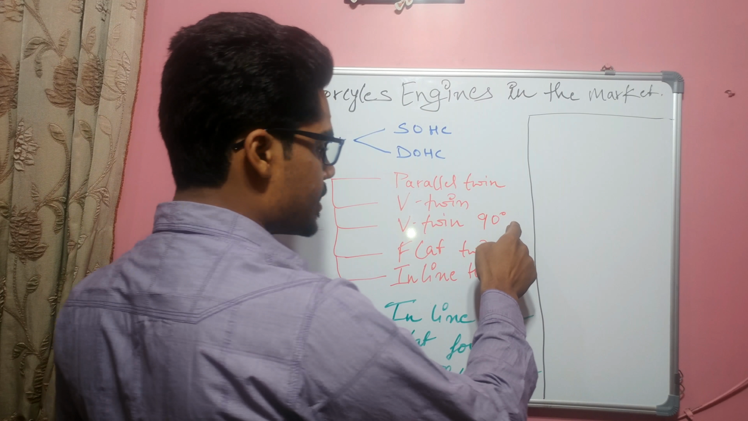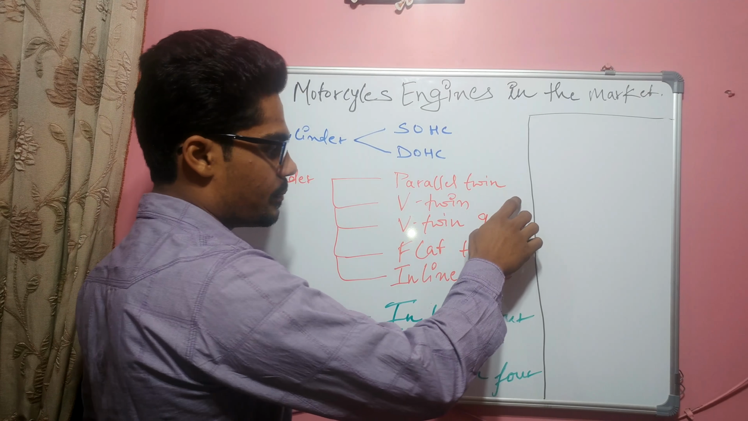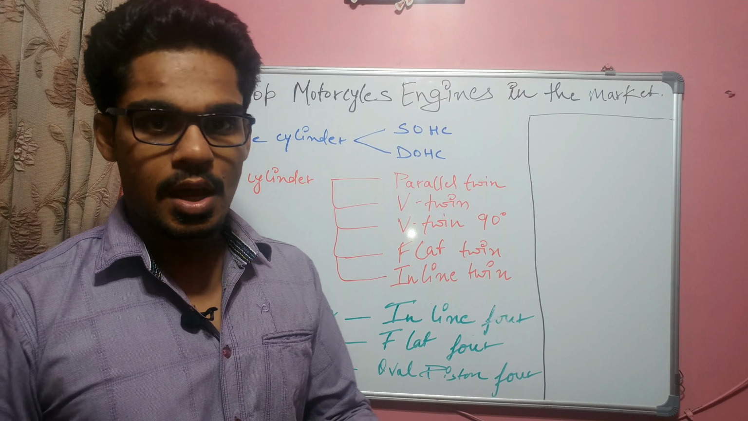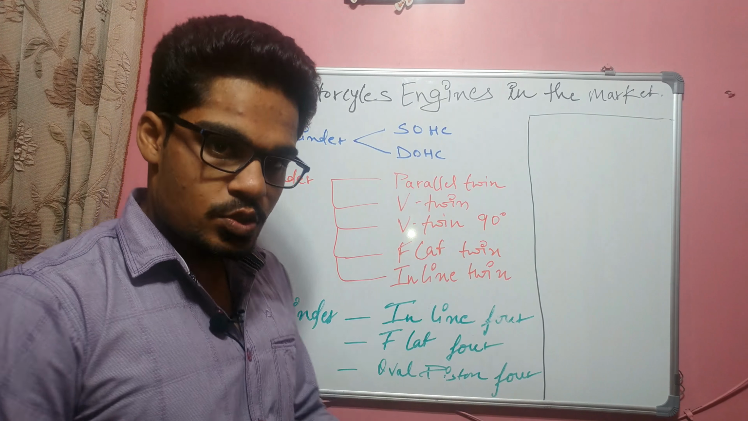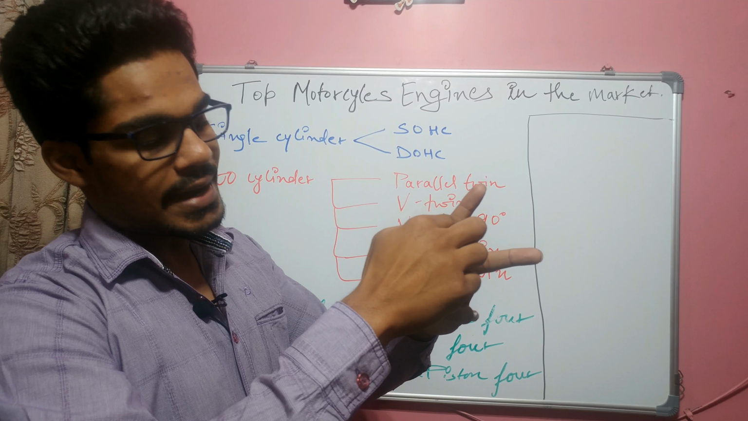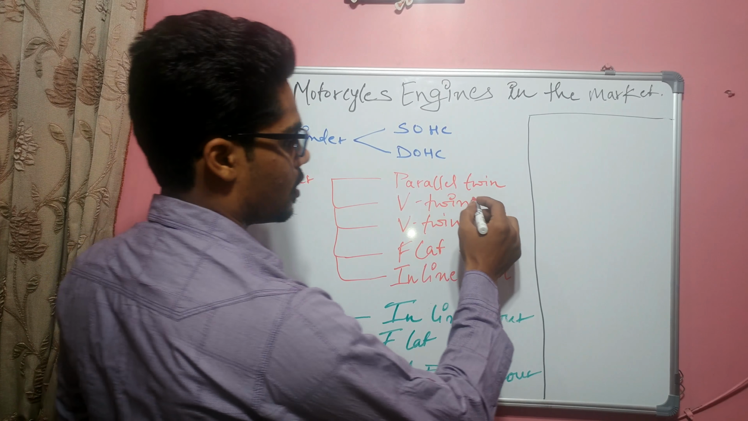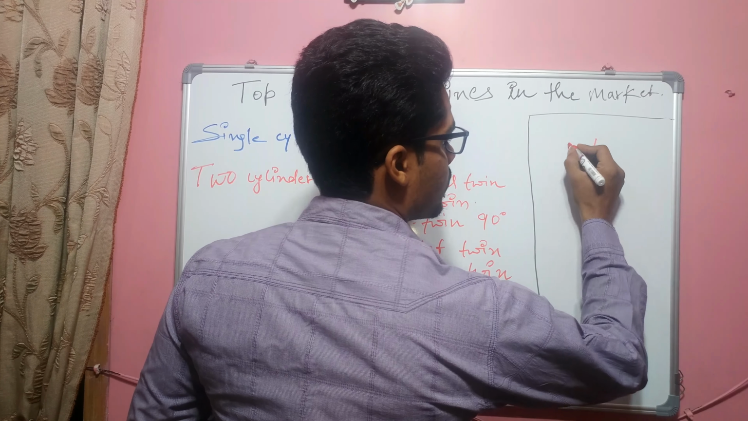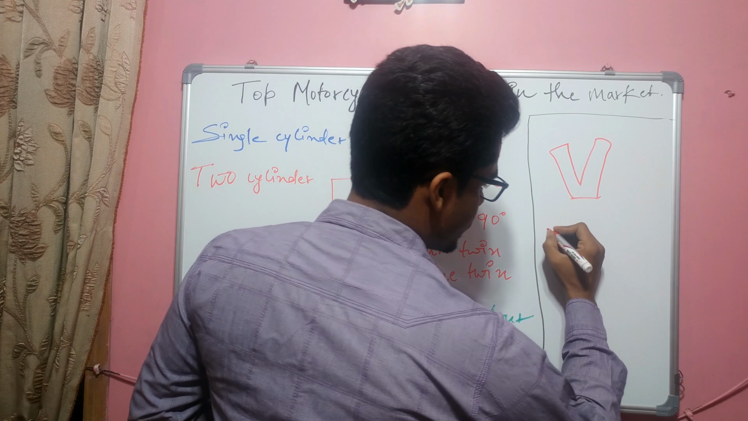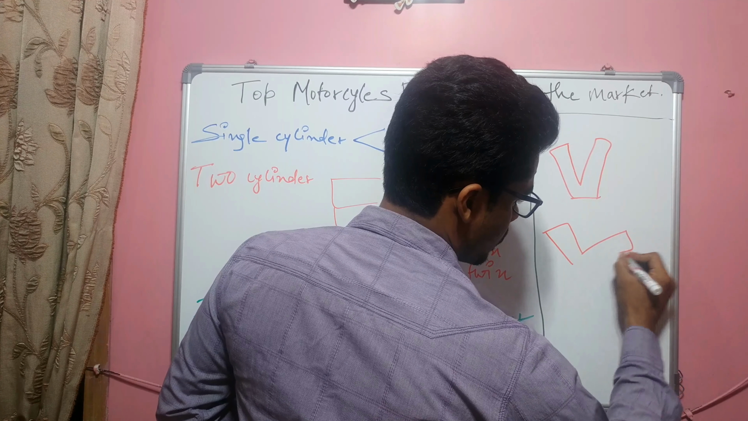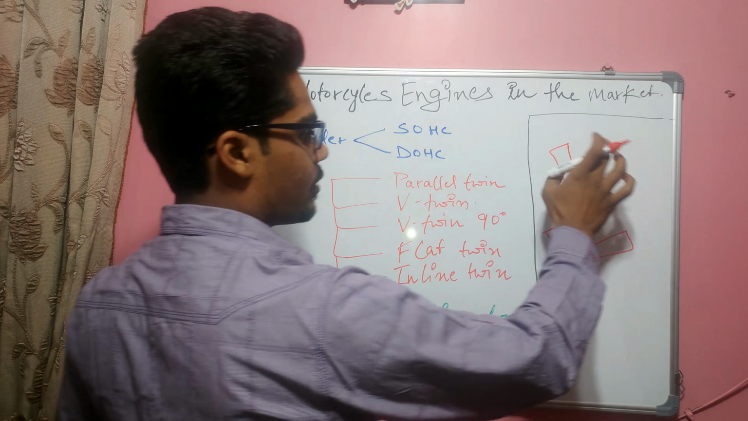The V-twin and V-twin 90 degree are very similar to each other. The only difference is that in the V-twin the cylinders are situated in V form, and in the V-twin 90 degree the cylinders are still situated in V form, but now they make a 90 degree angle between each cylinder. So if we have this setup in the V-twin 90 degree, we have this type of cylinder setup. So this is the basic difference between V-twin and V-twin 90 degree.